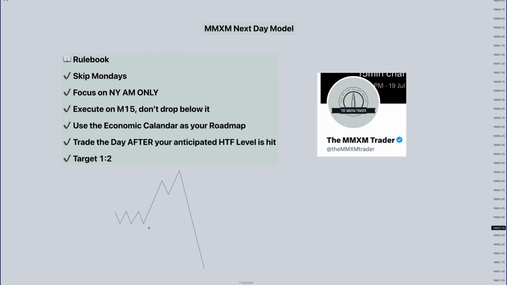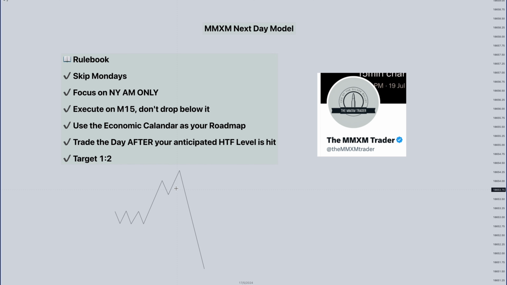And why is that? If you have accumulation, manipulation, distribution in mind, just as we saw on the weekly profile, Monday accumulation, Tuesday manipulation, and the rest of the week distribution, you want to trade the distribution leg of the weekly candle, because that move will give the most clean price action.